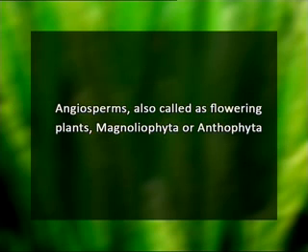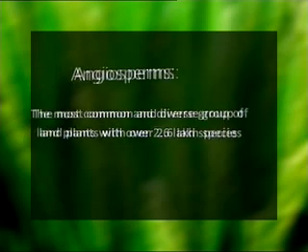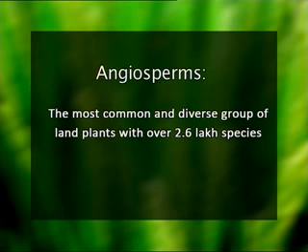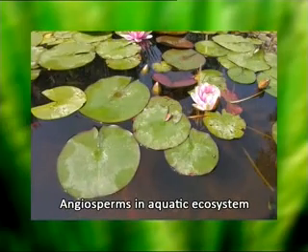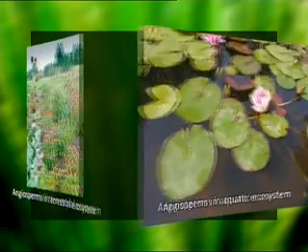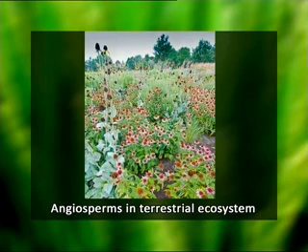The angiosperms, sometimes also called flowering plants or Magnoliophyta, or another name given to these angiosperms is Anthophyta. This is a group of plants which is the most common and diverse group of land plants, with over 2.6 lakh species distributed all over the world. These angiosperms grow virtually in every habitable region and are dominant in some aquatic and most of the terrestrial ecosystems.